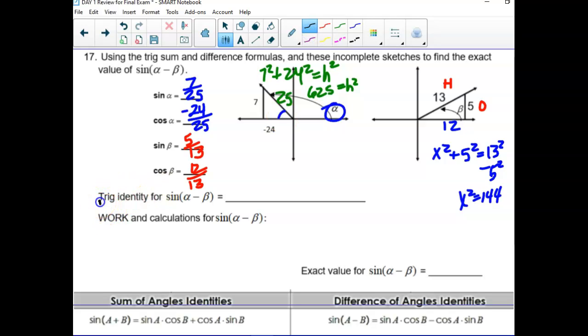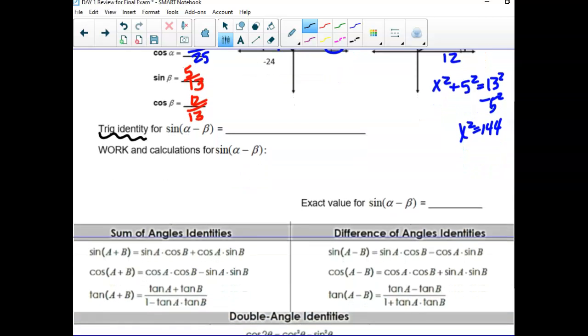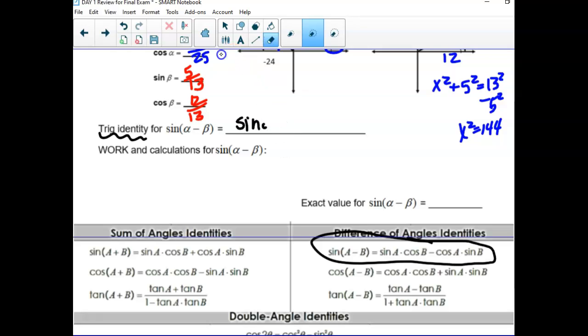All right, this says what trig identity are we going to use? So all you have to do there is copy it down. It said sine A minus B, so it's this one. And I don't care if you copy it down with A's and B's. I guess I'll go ahead and use alpha and betas, because that's what it has up right over here, but I wouldn't count it wrong.